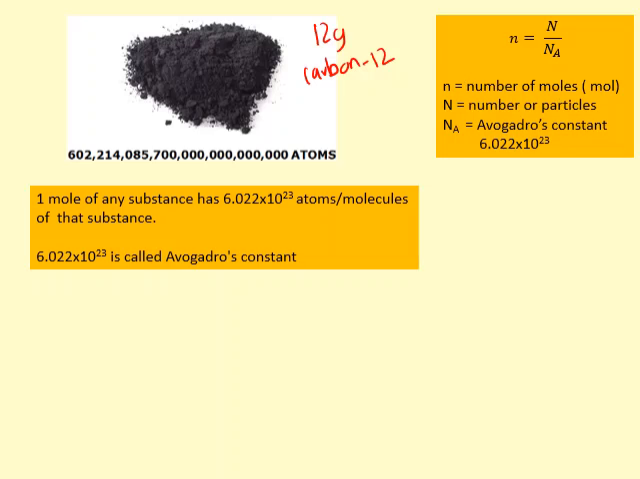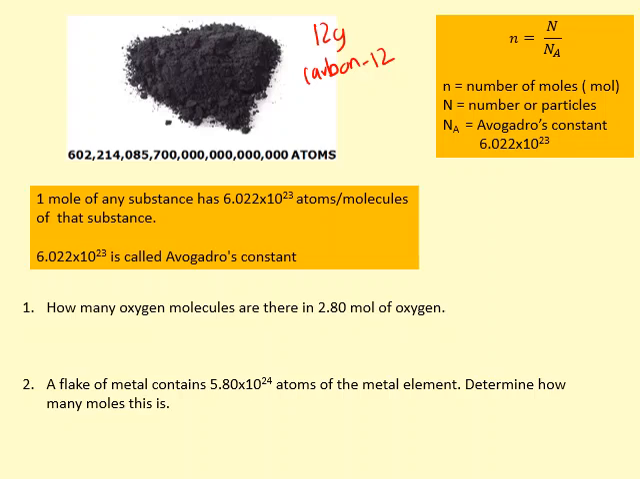So here's a formula. We can take the number of particles divided by Avogadro's constant to figure out the number of moles. So for example, how many oxygen molecules are there in 2.80 moles of oxygen? All I need to do is, I know that 1 mole has 6.022 times 10 to the 23, so I just multiply 2.8 by that much. That gives me 1.69 times 10 to the 24 molecules of oxygen.